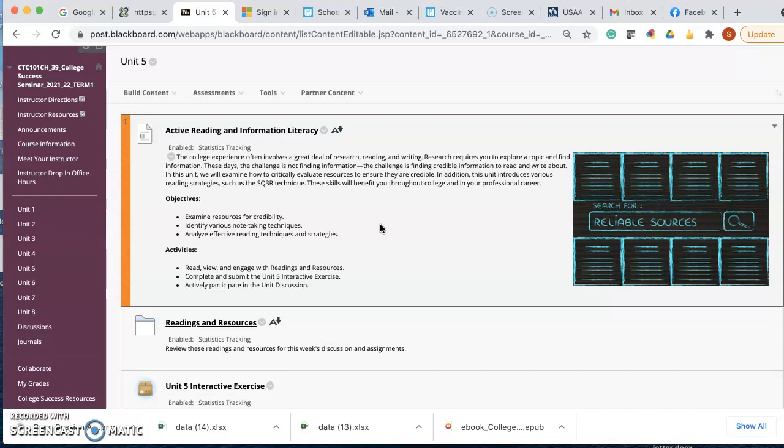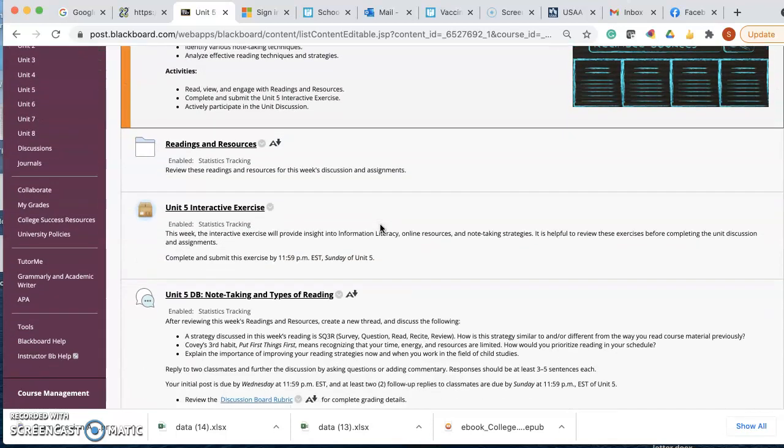So you're going to be introduced to a lot of different reading strategies this week. The reading strategy that we will be talking about on the discussion board is called the SQ3R technique. That stands for survey, question, read, recite, review. That's what the SQ3R stands for.